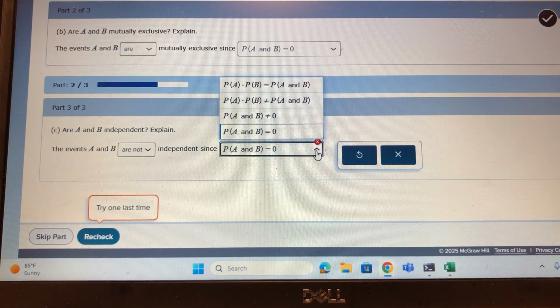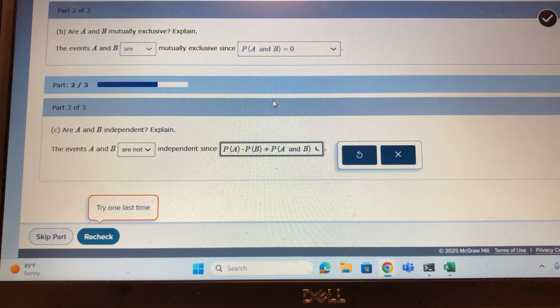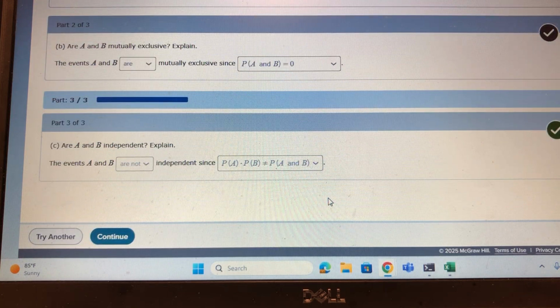Oops, okay. What else was here? Or they're actually quoting the formula. See, A times B in this example does not equal A and B. It's supposed to be equal. If it equals it, then it's independent. But 0.4 times 0.2 doesn't equal the 0 answer. There we go.